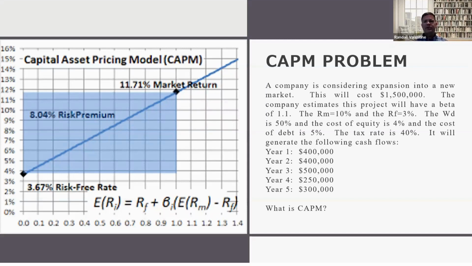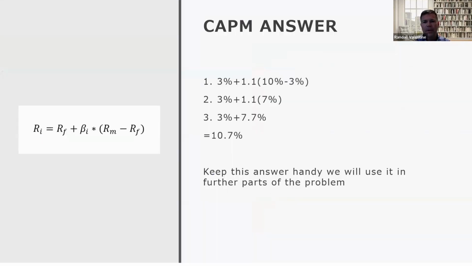We don't have to worry about the rest of the problem because those numbers are in there to solve other problems, but not the CAPM. So we got the three numbers that we're looking for. The beta is 1.1. The return on market is 10%. The risk-free rate is 3%. So let's go ahead and solve this out and see exactly how this would work.